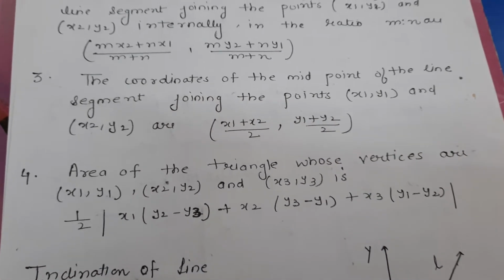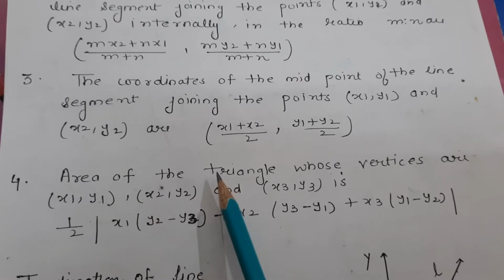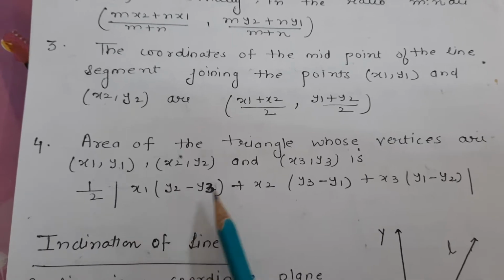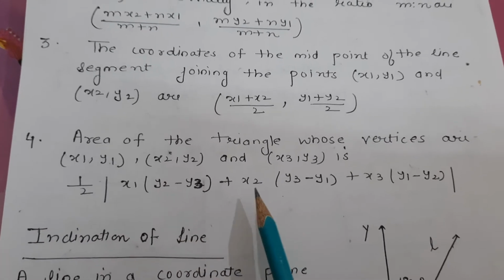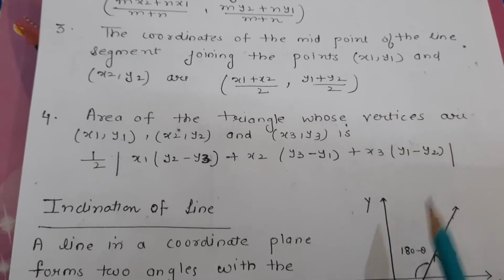Next is the area of a triangle whose three vertices are given, say x1 y1, x2 y2 and x3 y3. It is given by half mod of x1 (y2 minus y3) plus x2 (y3 minus y1) plus x3 (y1 minus y2).